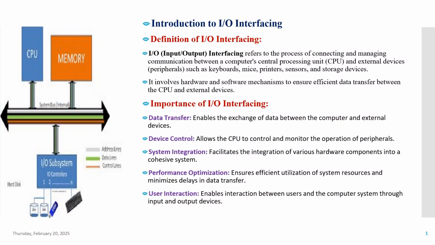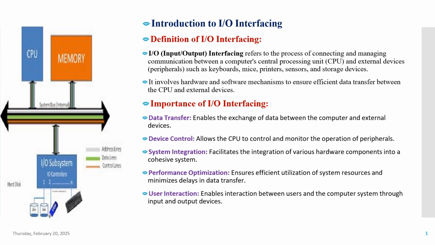So first of all we have to know what interfacing is. The definition of interfacing: it is the process of connecting and managing communication between a computer's central processing unit, that is the CPU, and external devices. What are examples of these peripherals? Examples are keyboards, mice, printers, sensors, and storage devices. It also involves both hardware and software mechanisms to ensure efficient data transfer between the CPU and the external devices. That's it. This is called interfacing.